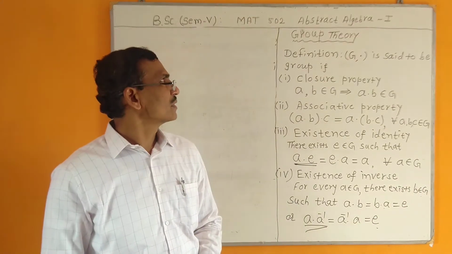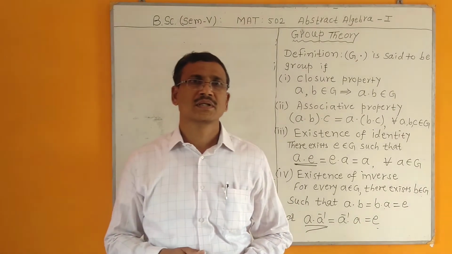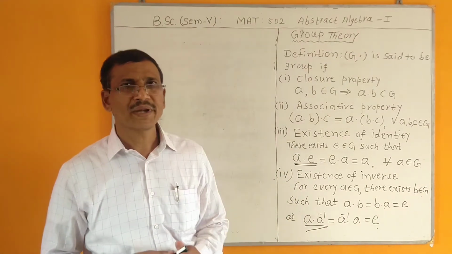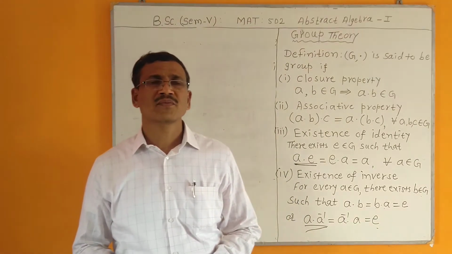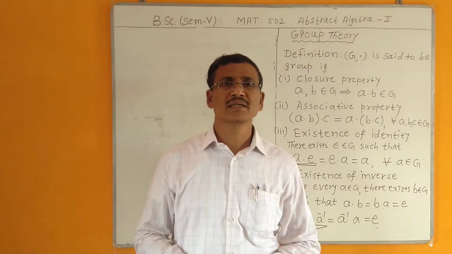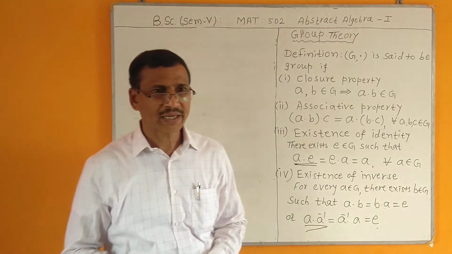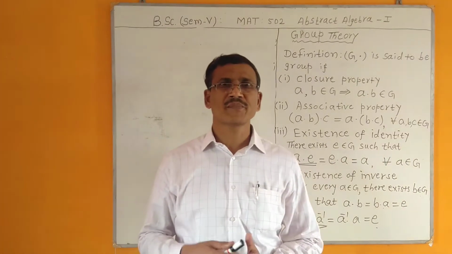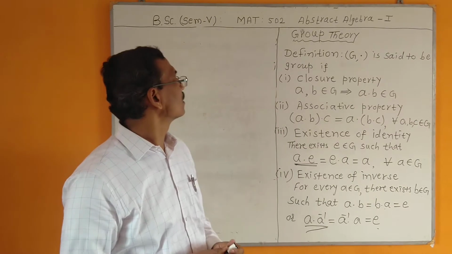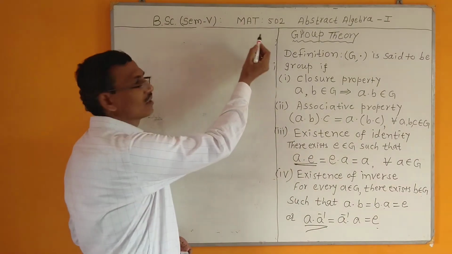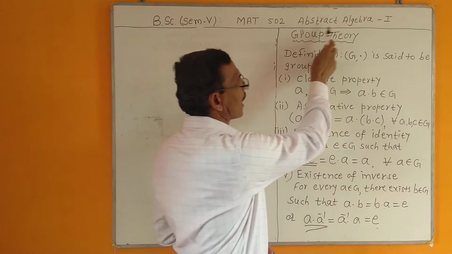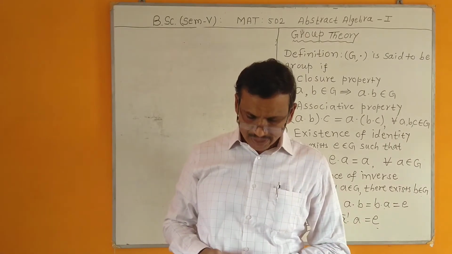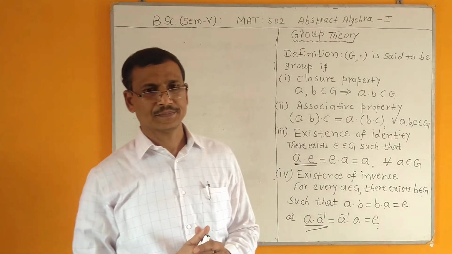As usual, in fifth semester, there are three papers: MAT 501, Real Analysis I; MAT 502, Abstract Algebra I; and MAT 503, Mathematical Statistics I. Now, out of these three papers, I will teach the second paper, that is MAT 502, Abstract Algebra I. Now, the name of our first topic is group theory.